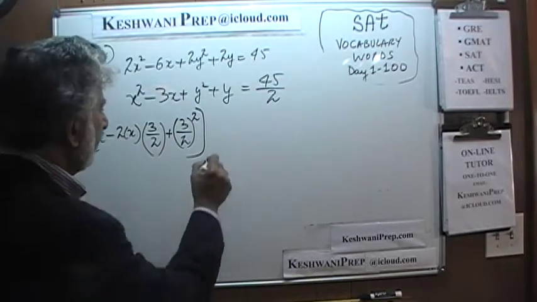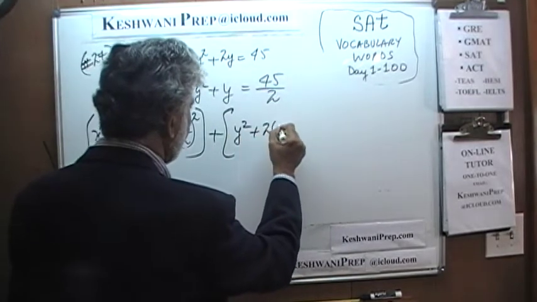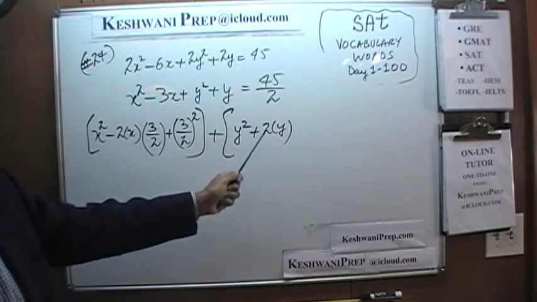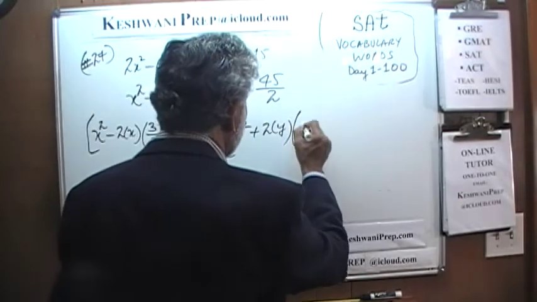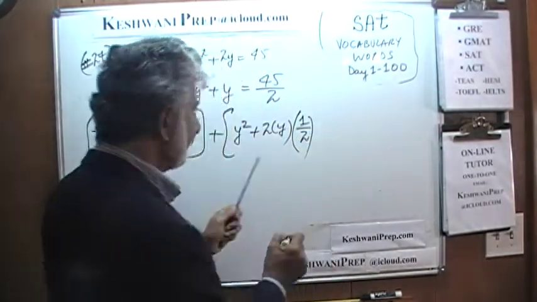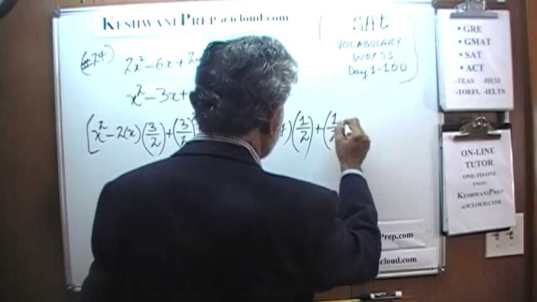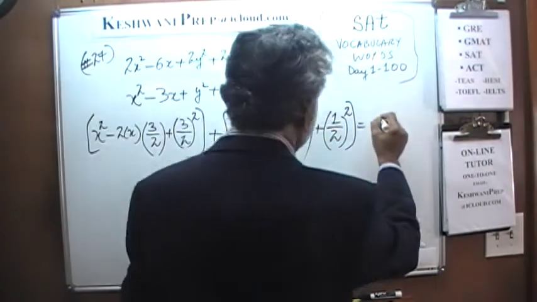Now let's work on this part. So we have y squared plus 2 times y, and then the middle quantity is just y. Here we have 2y, so we have to get rid of this 2. We're going to get rid of this 2 by multiplying it by 1 half. That's our b. Plus b squared equals 45 over 2.